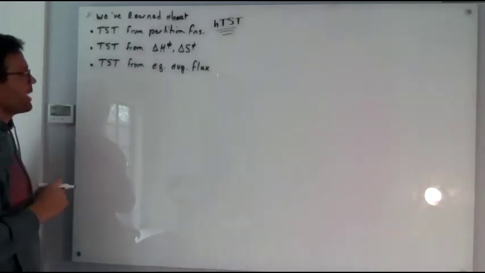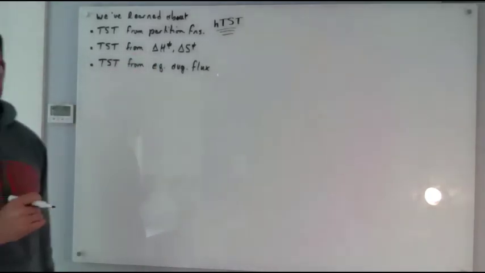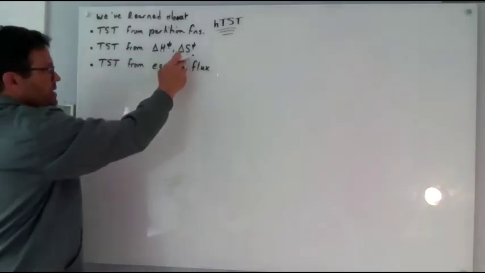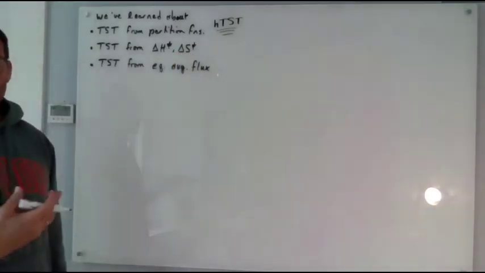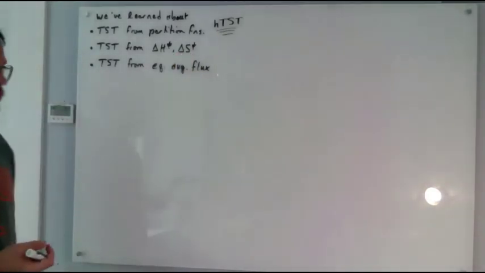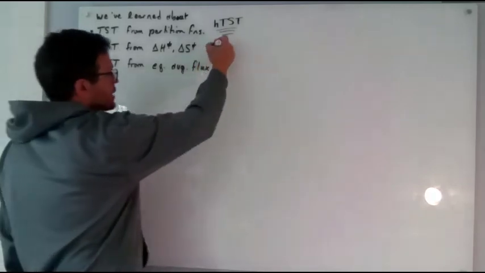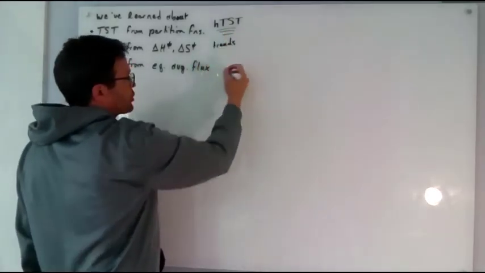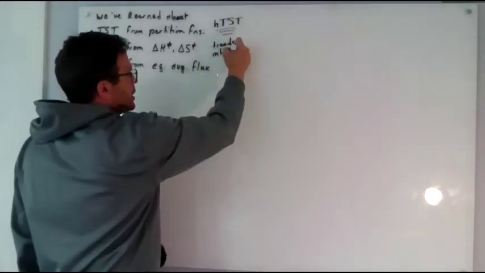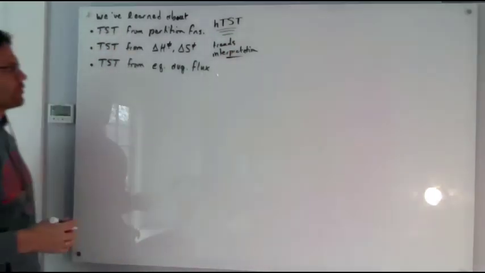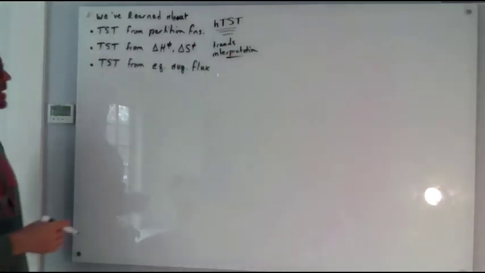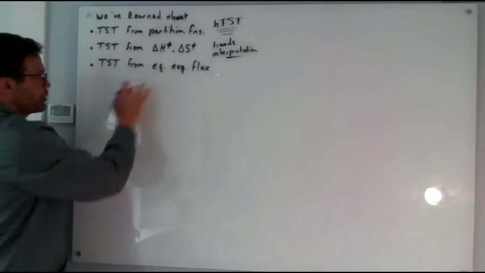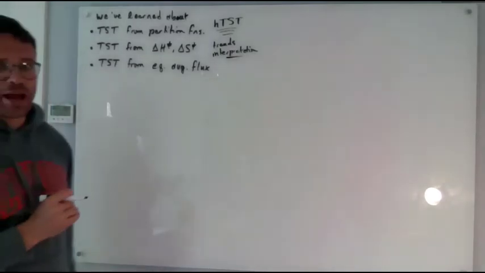We also learned about transition state theory from activation free energies, activation enthalpies, activation entropies. This is all coming from this thermodynamic formulation of transition state theory, and the main advantage of this one was that it allows you to interpret trends from experimental data. Okay, so very useful in the hands of an experimentalist, this particular variety. And we've learned about transition state theory from equilibrium average fluxes.